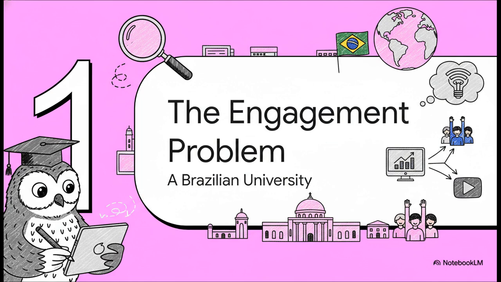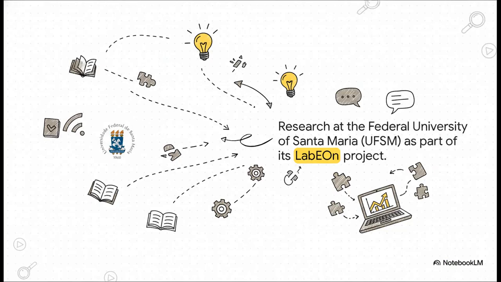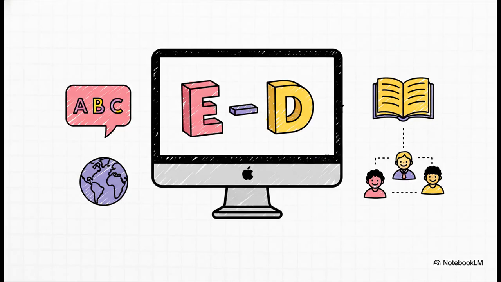Well, to find some answers, we're going to dive into this really fascinating case study. It comes from a university in Brazil that decided to tackle this exact problem head on. So, our story takes us to the Federal University of Santa Maria, or UFSM for short. This whole thing was part of a project they have called Labion, which is all about making online language learning better through smart research and design. The specific course they were zeroing in on was an online English program for their students and also the local community. It was called English Online 3D, or just E3D for short.